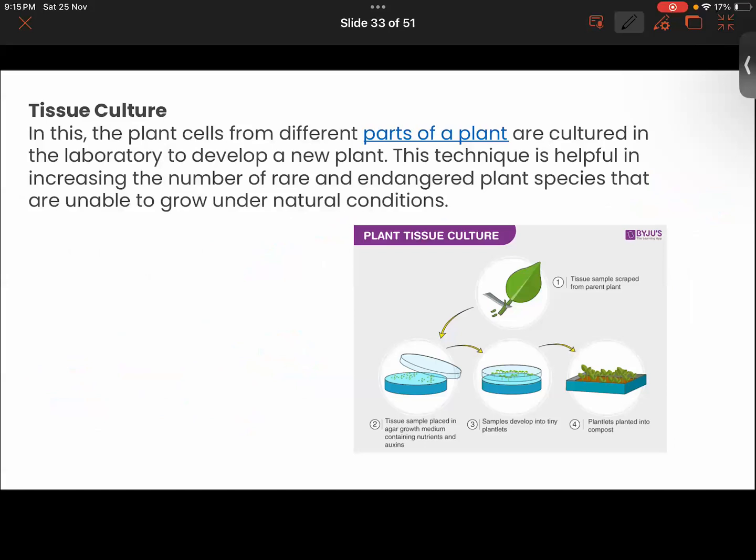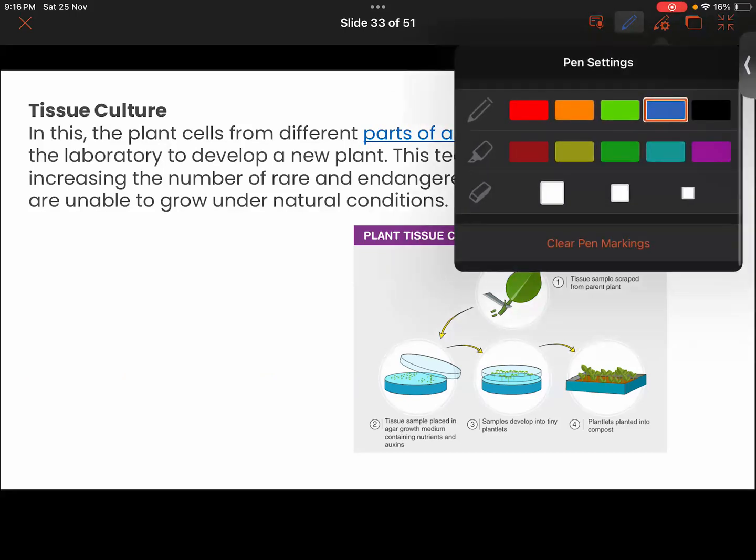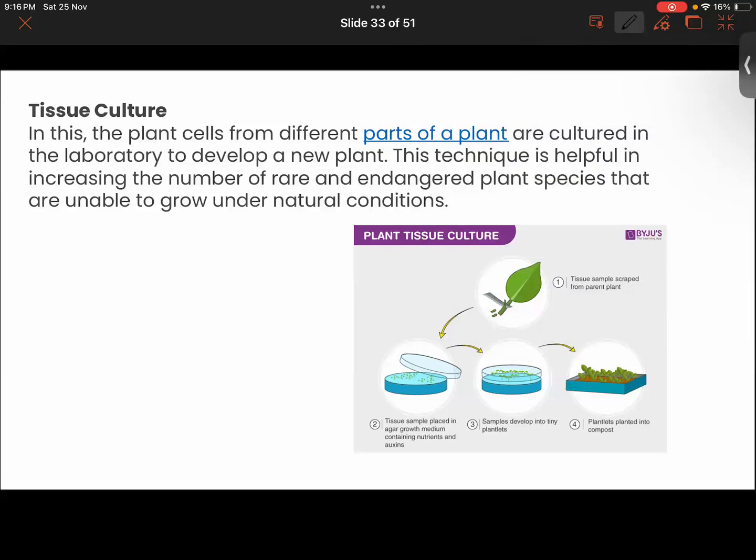Now we move on to tissue culture. I think the word should be familiar. What is basically done here? Sir, I think I've seen the images somewhere, but I'm not really familiar with the meaning. Okay, no issue. You might have studied about the test tube baby.